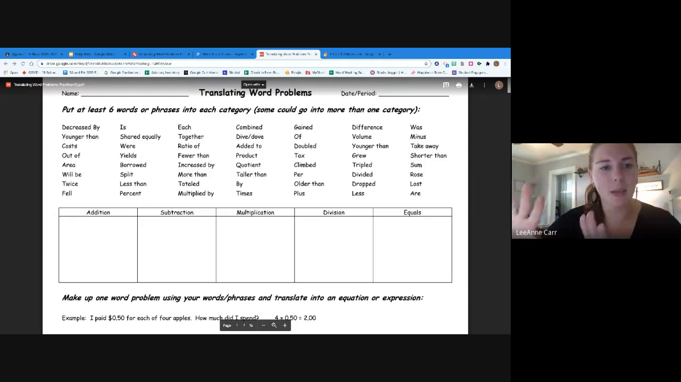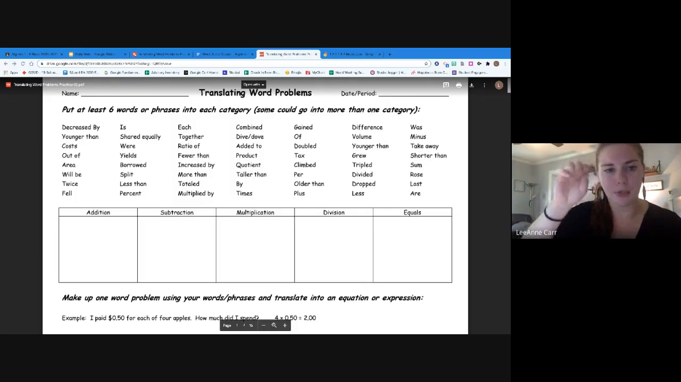Okay, if you just have a separate sheet of paper, you don't need to copy all of these words down before you start sorting. You can just look at my screen and make your own little list. Put like a plus and then list all the things that you think would mean plus. Okay, I'm going to give you guys about 3 minutes to work on this, and then I'm going to call on some people to give answers.